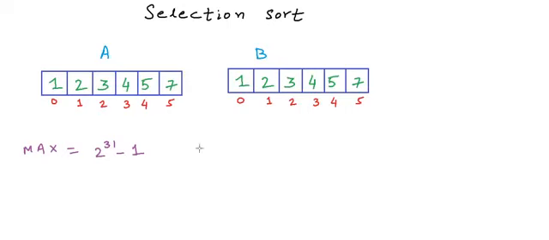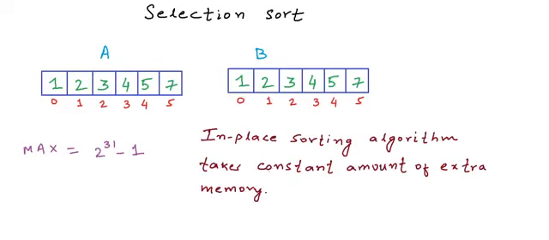This logic will work fine, but if you see, there is this extra memory requirement for this auxiliary array or this temporary array B that we are creating, and the larger the size of A, the larger is the extra memory requirement for creation of this temporary array B. So this is not an in-place sorting algorithm. An in-place sorting algorithm takes a constant amount of extra memory for sorting a collection. In this case, the amount of extra memory will be proportional to the size of the input array A.